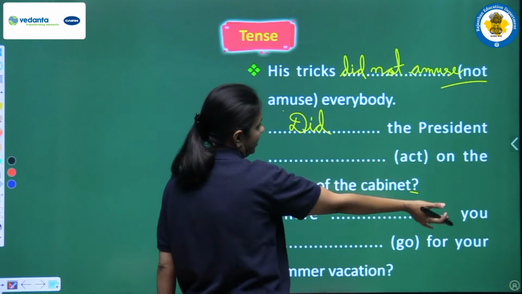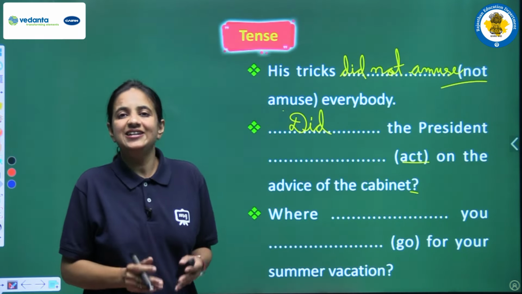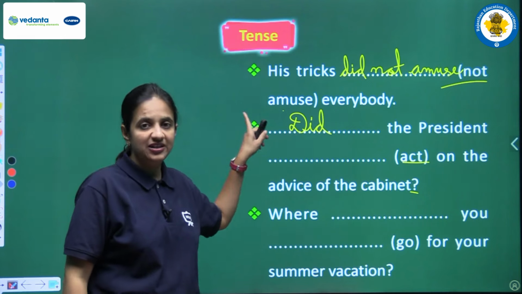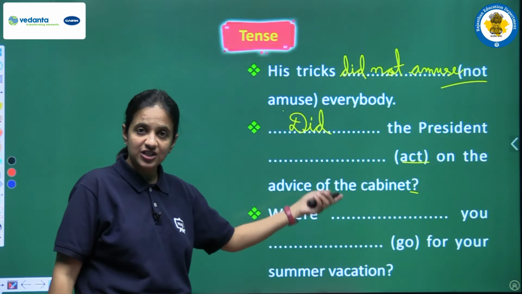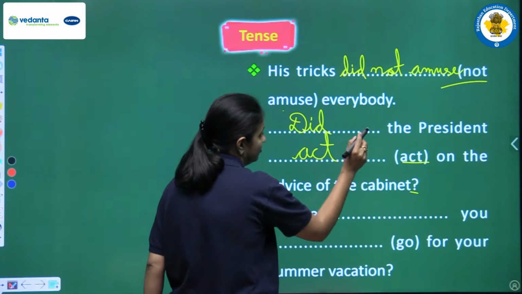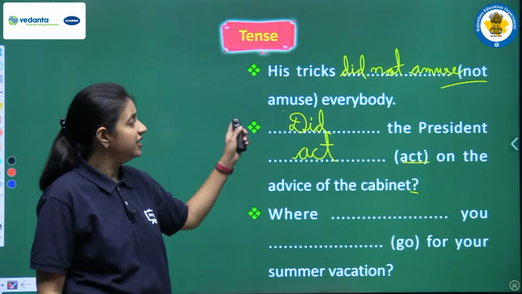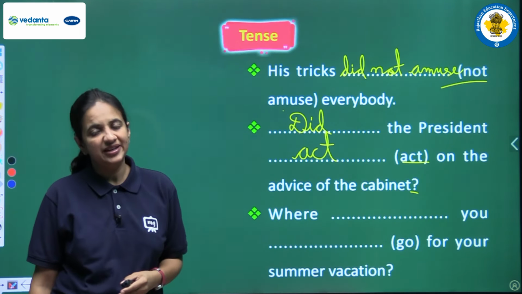Did the president. Now we are having main verb act. So we all know that in the interrogative sentence when we are having did, there we have to write first form, and act is the first form only. So we will write act here, no change in the main verb, and the sentence will be did the president act on the advice of the cabinet.